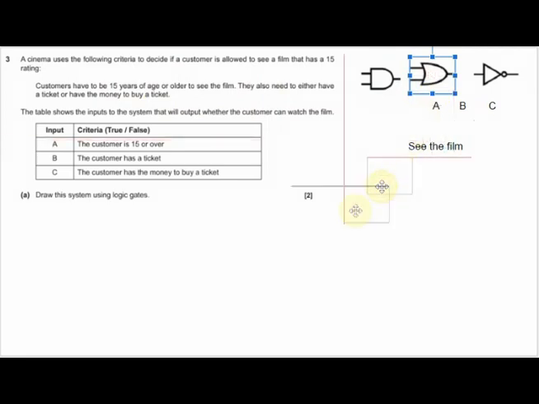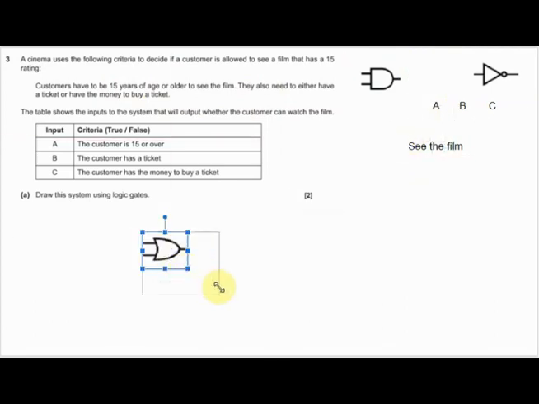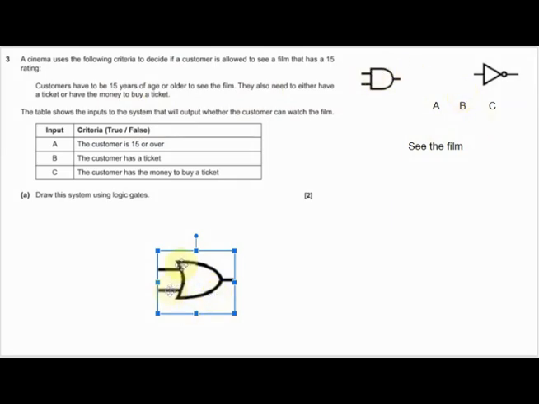So I'm going to put the OR gate down here, and I hope you're remembering your OR gates and AND gates. So we've got AND, OR, and NOT, and it just so happens we're not going to need to use the NOT in this case. And we're going to say B here. So B, remember, is the customer has a ticket, or C, the customer has the money to buy a ticket. So either or, as long as one of these is true, then the result of this is going to be true. And this is really important to get our heads around, because then it says customers have to be 15 years of age or older to see the film. That's non-negotiable. And so the AND gate actually comes after that OR gate.